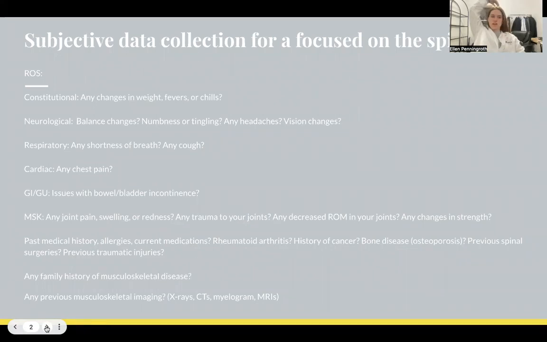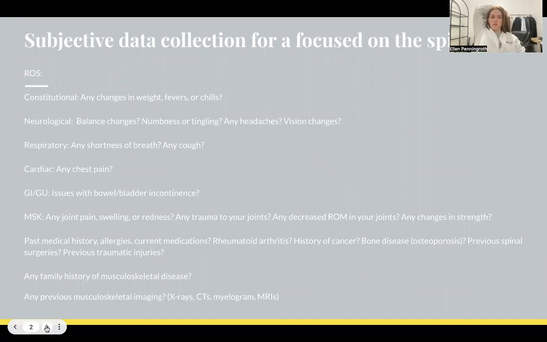We want to know if they've had any balance changes, any numbness or tingling, headaches or vision changes, any shortness of breath or cough, any chest pain, if they've had issues with bowel or bladder incontinence, if they've had any joint pain, swelling, or joint redness, any known trauma to their joints, any decrease of range of motion in their joints, or any changes in strength.